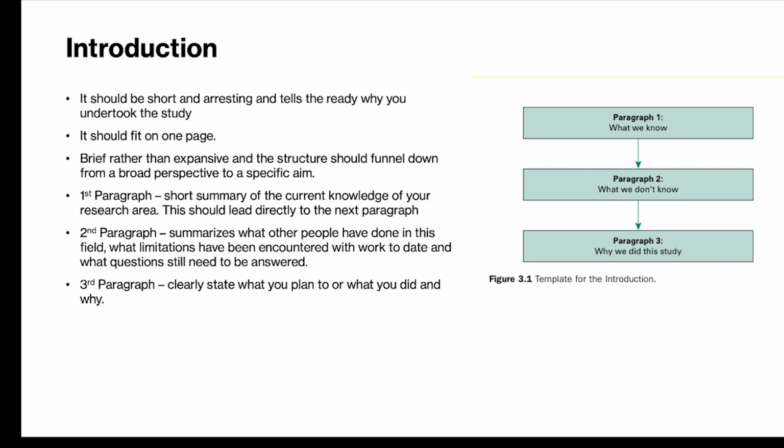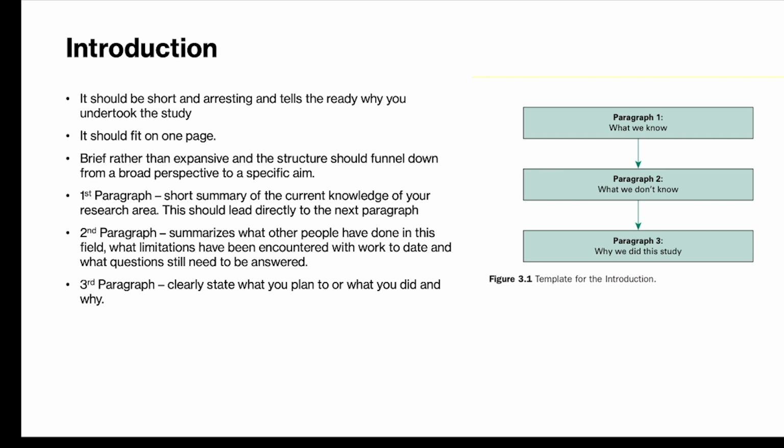Now, for the third paragraph, you should clearly state what you plan to do or what you did and why. What you did is after your proposal already, but usually when you publish your paper, you're already done with it. So what you did and why? Why did you do that? And what are the possible benefits? You can write it here in paragraph 3.